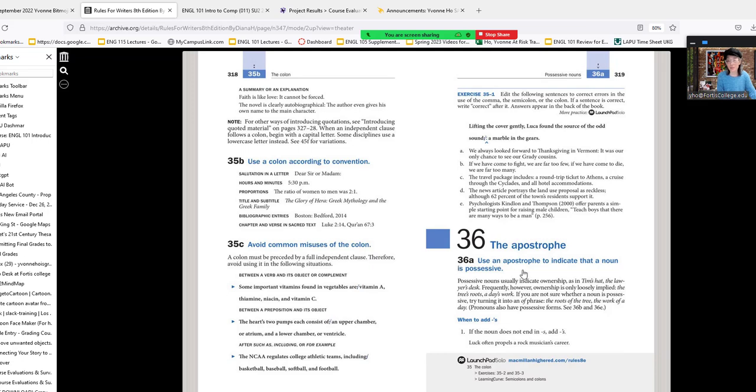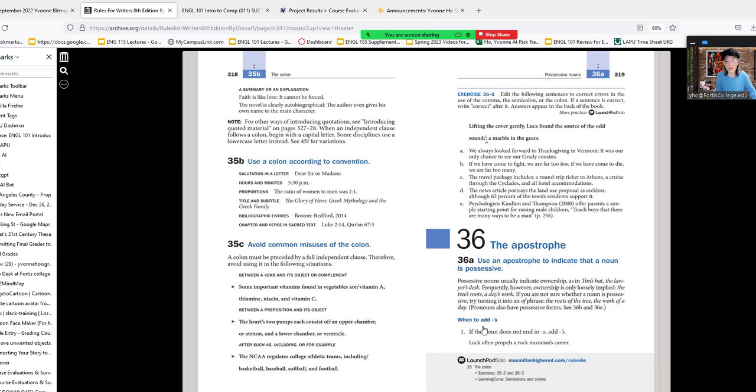Apostrophe. Use an apostrophe to indicate that a noun is possessive. Possessive nouns usually include ownership, as in Tina's hat, lawyer's desk. Frequently, however, ownership is only loosely implied. The tree's roots, a day's work. If you are not sure whether a noun is possessive, try turning it into an of phrase. The roots of the tree, the work of a day. Pronouns also have other possessive formats.